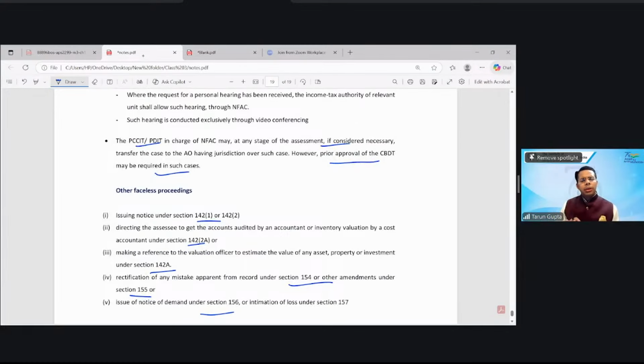It's just for the sake of completion. It's not a very important topic from the exam point of view, but it's very practical. We do this day in, day out. So therefore, I discuss this. Whatever happens by the AU, it happens through the NFAC.